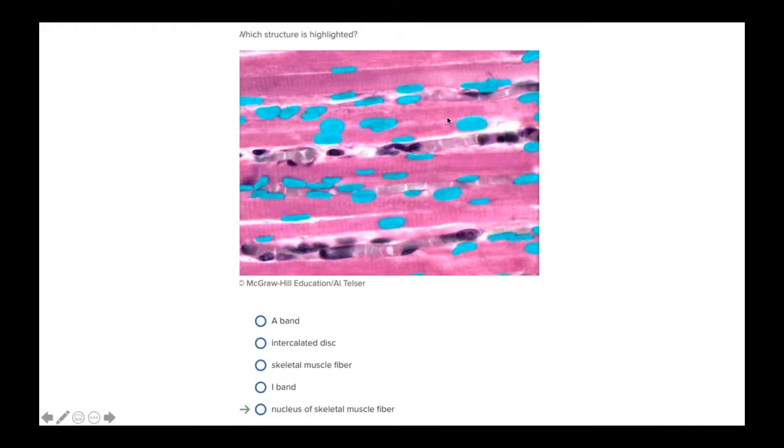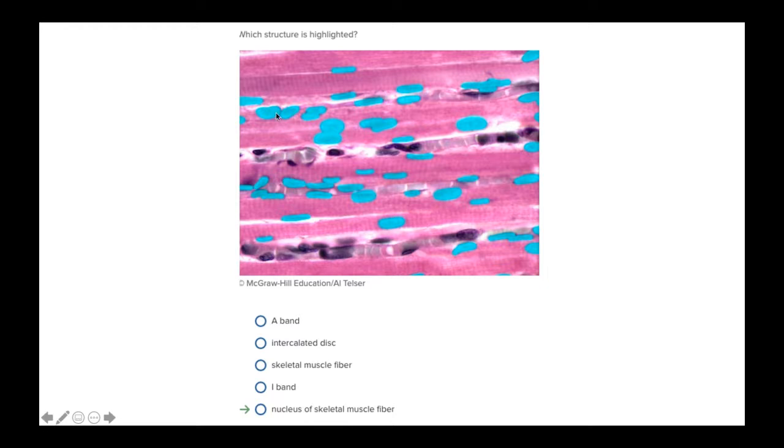When we look here, these, once again, are striated. We see light and dark bands. We do not see intercalated discs at all, so we know that this is skeletal muscle.